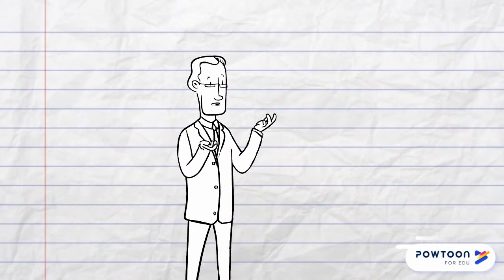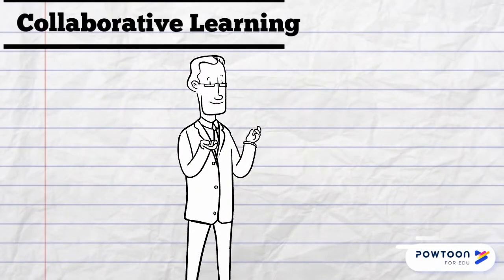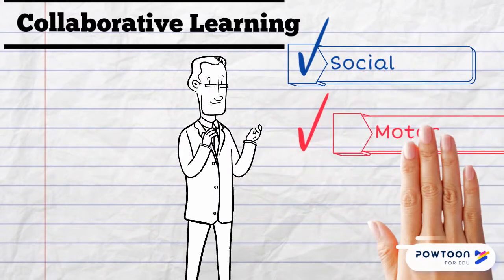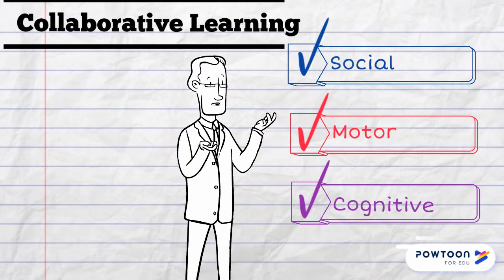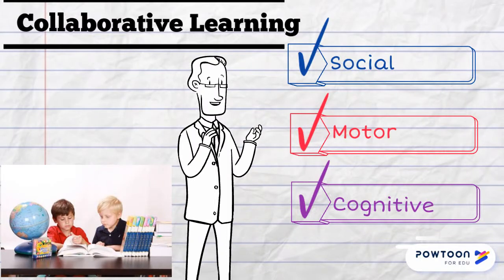In summary, collaborative learning is founded on concepts from social, motor, and cognitive learning theories. We hope that this knowledge will help you understand and appreciate some of the benefits of having two students learning together, as we'll discuss in our next module.